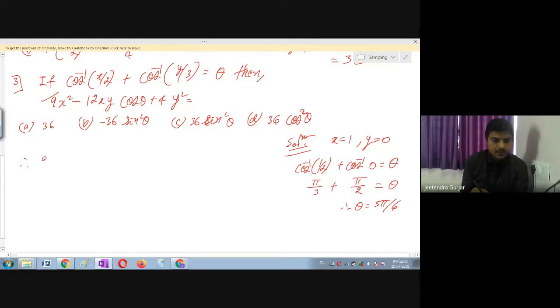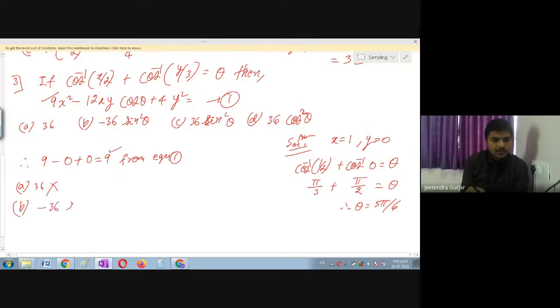This is 9, yes, minus y is 0. So therefore, this is 0. Again here y is 0. So therefore, this is also 0, which is equal to 9 from equation 1. Let me take this equation 1. So the answer we should get is 9. So check. A is not the option because A is 36, so it's not tallying with the 9. Go for B. B is what?